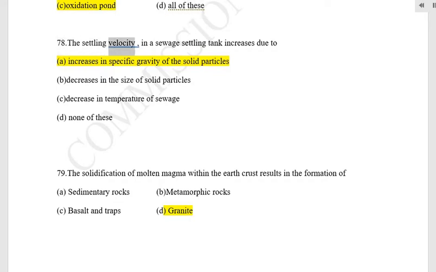78. The settling velocity in a sewage settling tank increases due to A. Increases in specific gravity of the solid particles, B. Decreases in the size of solid particles, C. Decrease in temperature of sewage, D. None of these. 79. The solidification of molten magma within the earth crust results in the formation of A. Sedimentary rocks, B. Metamorphic rocks, C. Basalt and traps, D. Granite.